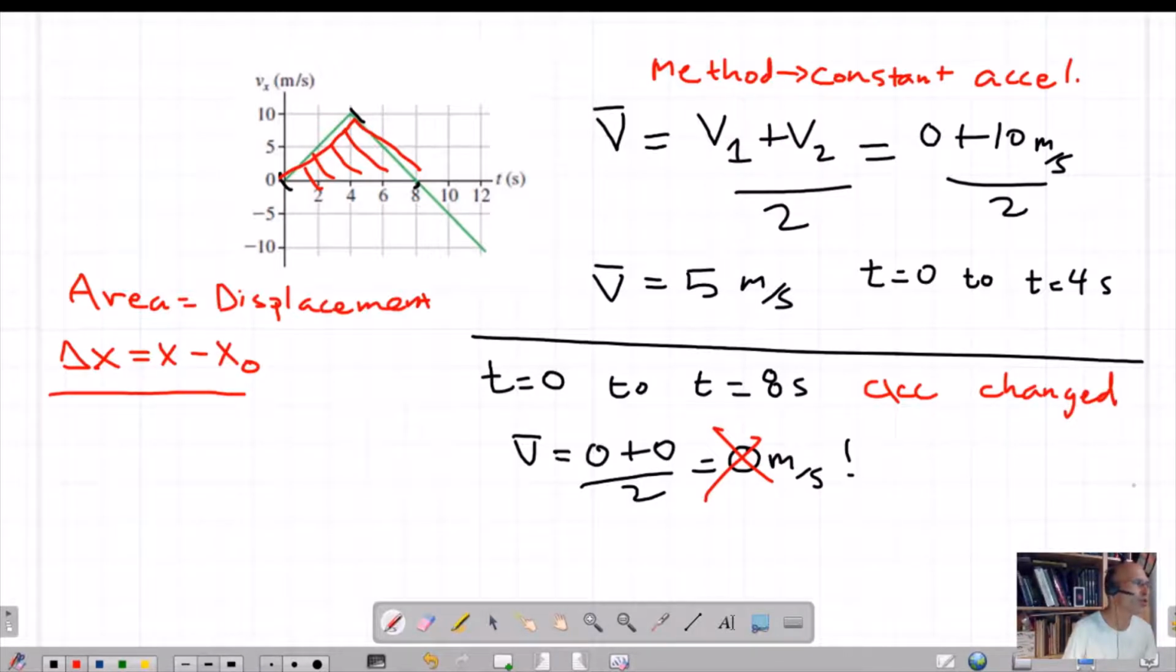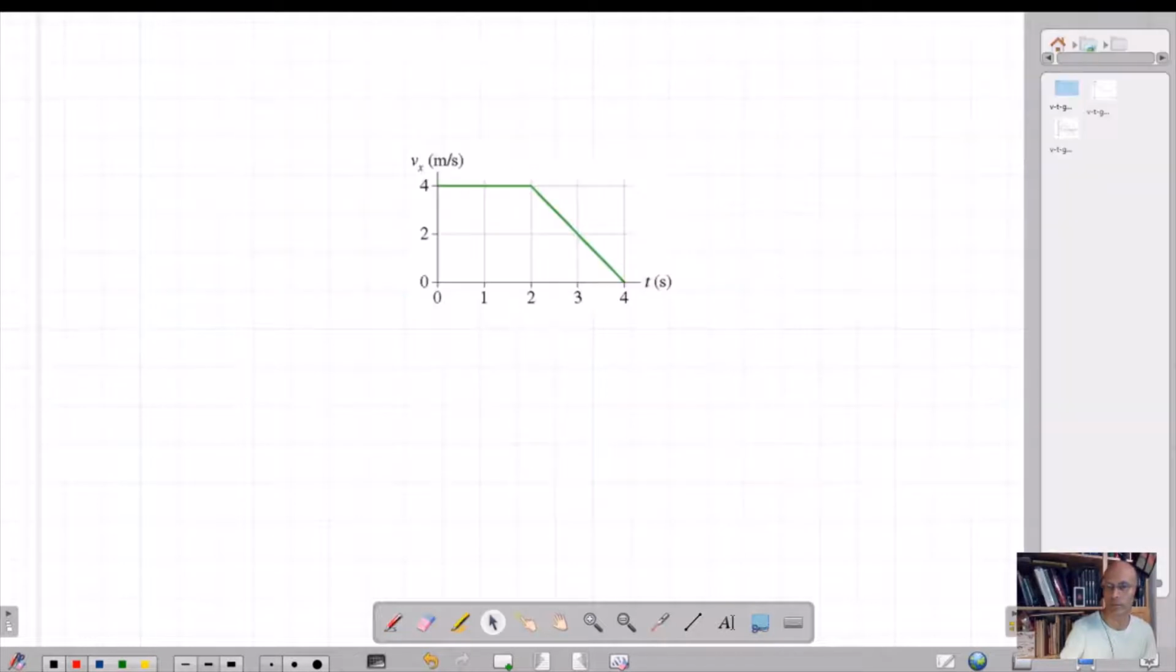Because the acceleration changed. Okay, I'll pause and I'll talk to you about a couple more things about displacement. So let's come back to this idea that displacement is the area under the curve.